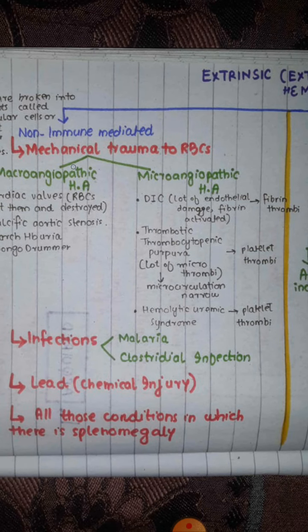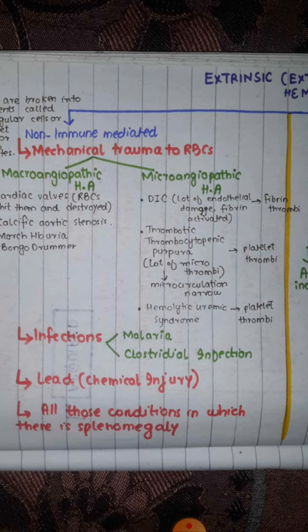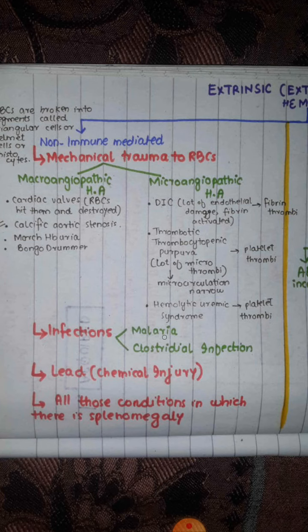So this is all about the mechanical trauma to the red blood cells. Then there can be infections such as malaria or clostridial infection, which can cause non-immune mediated damage to the red blood cells. Then there can be chemical injuries, for example by lead, and in all those conditions in which there is splenomegaly, it means that there is some breakdown of the RBCs. So these are all the non-immune mediated causes of extrinsic hemolytic anemia.